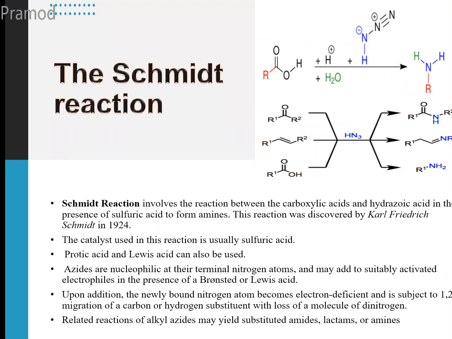This Schmidt reaction can also be used for converting ketones to amides, alkenes to substituted imines, and acids to amines. So these are some of the applications of your Schmidt reaction.